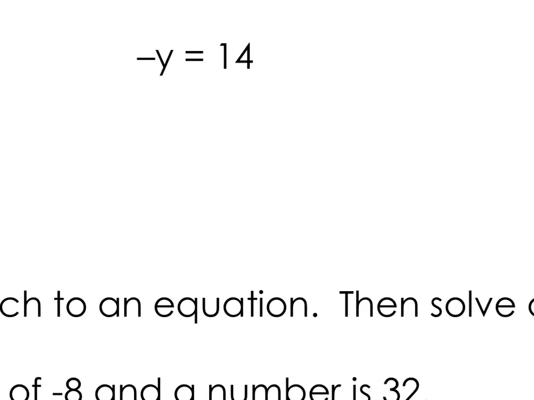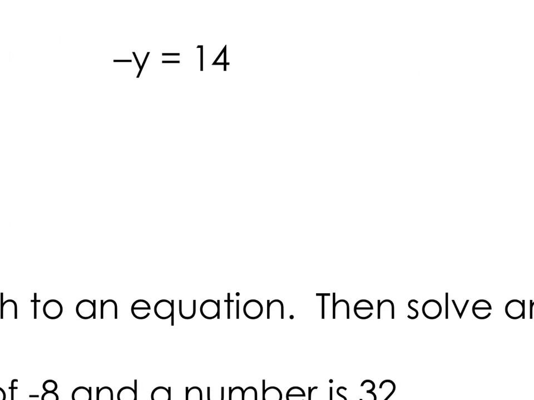Our next example, negative y equals 14. We need to isolate y. Y needs to be by itself. It needs to have a coefficient of 1. So what we're going to do is we're going to multiply by a negative 1. That will give us a positive y.